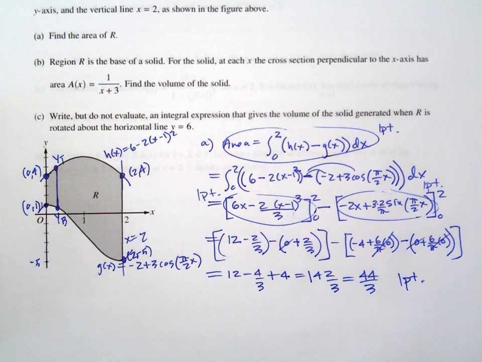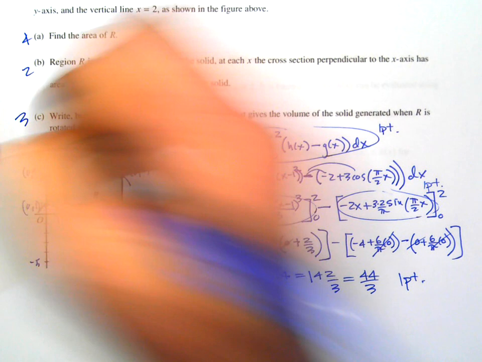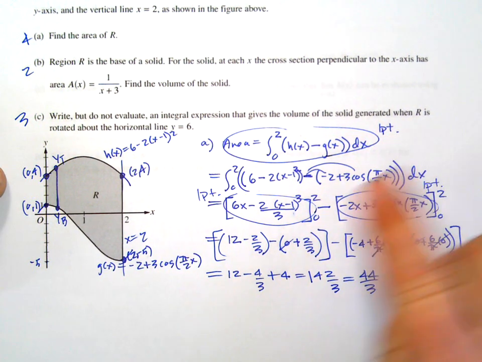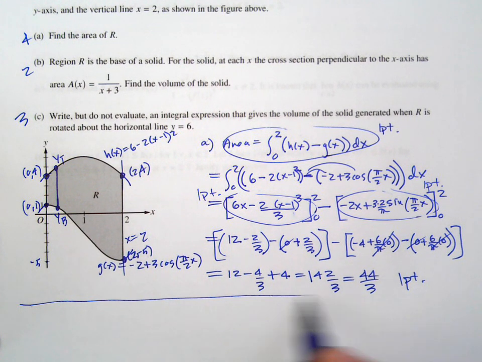But that was the point breakdown here is going to be 4, 2, and 3. So we've got a point for setting up, got a point for each antiderivative, and then a last point for the answer.